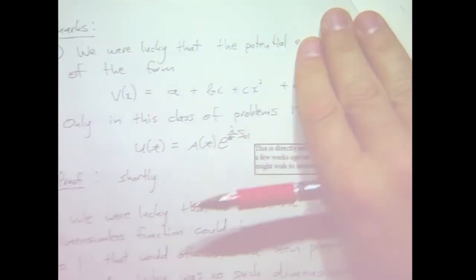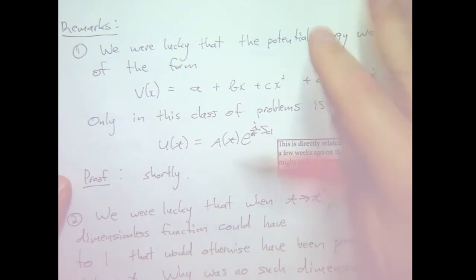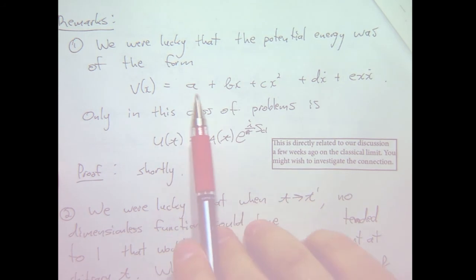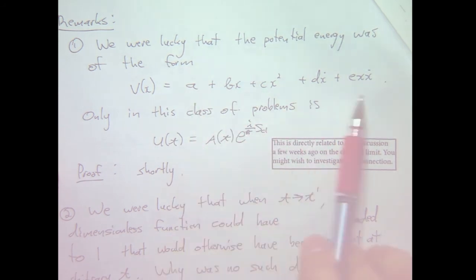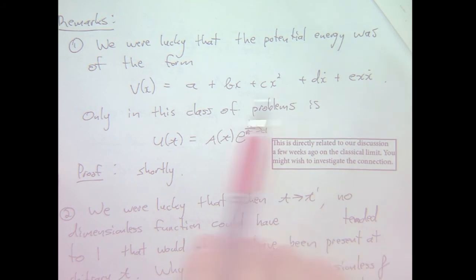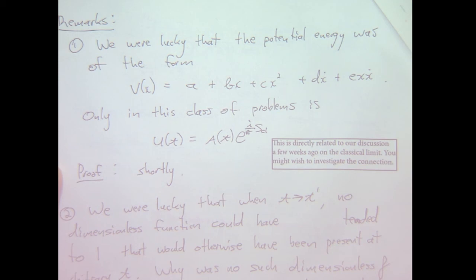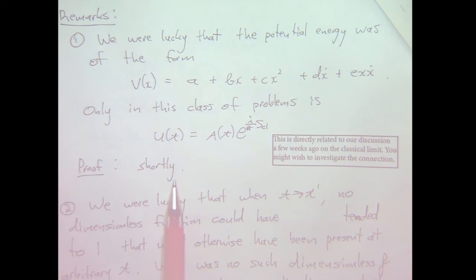Now, why could we do that? Why does it work? Basically, we were lucky that the potential energy was of this form, that special form that I wrote. Whenever the potential energy is of this form, we can use that trick. Basically, weight all the paths by the classical action, the phase of the exponential being the classical action divided by h bar, and then just work out the normalization. We'll prove that in a little while.